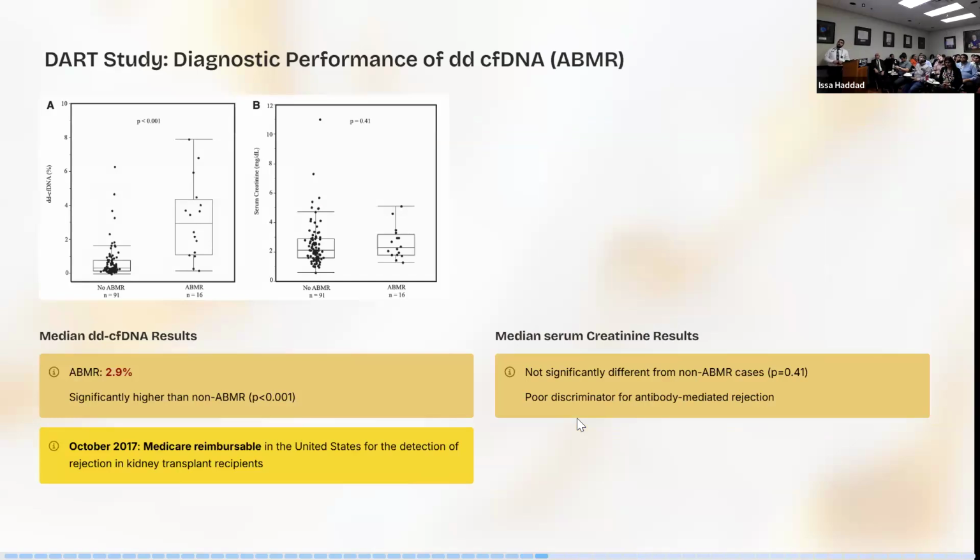And this is when they looked at the ABMR as well. After this study, the median was significantly higher in the ABMR, and this was statistically significant. So soon after this study was done, in October 2017, this was Medicare reimbursable in the United States to be used in the detection of rejection in kidney transplant recipients.